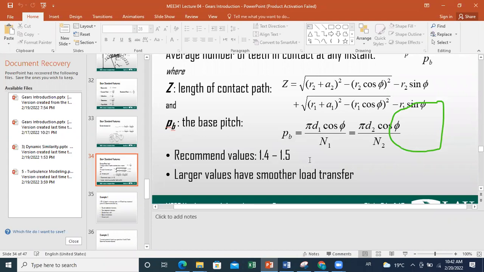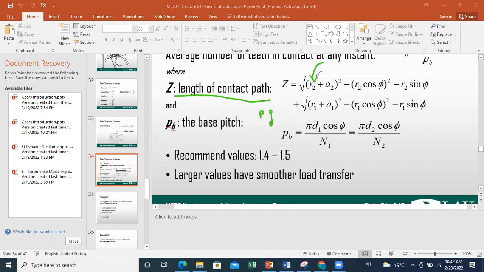We still have to calculate the length of contact path, which depends on several parameters. Here in the slides, we just refer to pinion and gear as 1 and 2. Or you can use the subscripts P and G for them. You can use what you want. So all you have to know is the pitch radius.